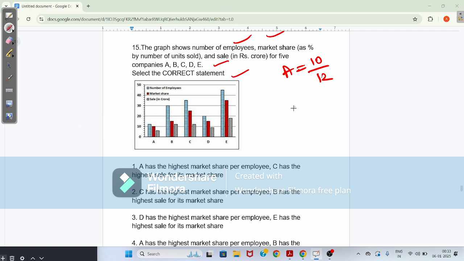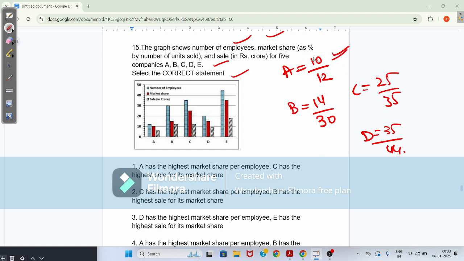Now for B, the ratio will be approximately 14 by 30, for C 25 by 35, and for D 35 by 44. Approximately the ratio will form here. Of all the ratios, A is the lowest ratio. So what is the highest ratio here? A has the highest market per employee.